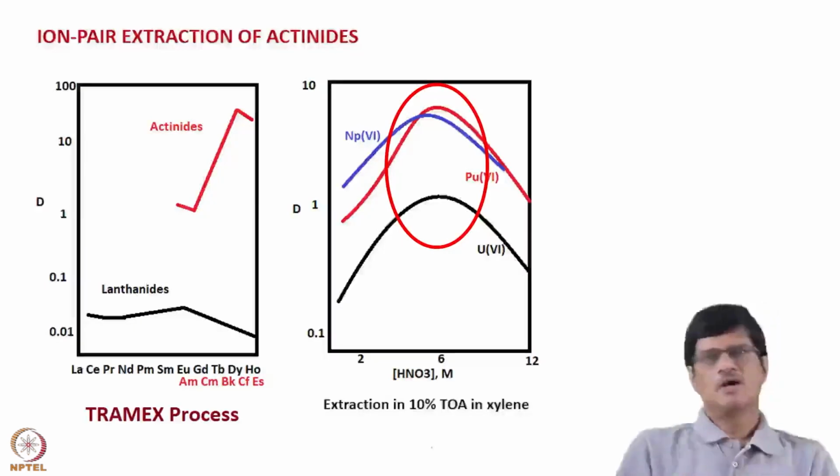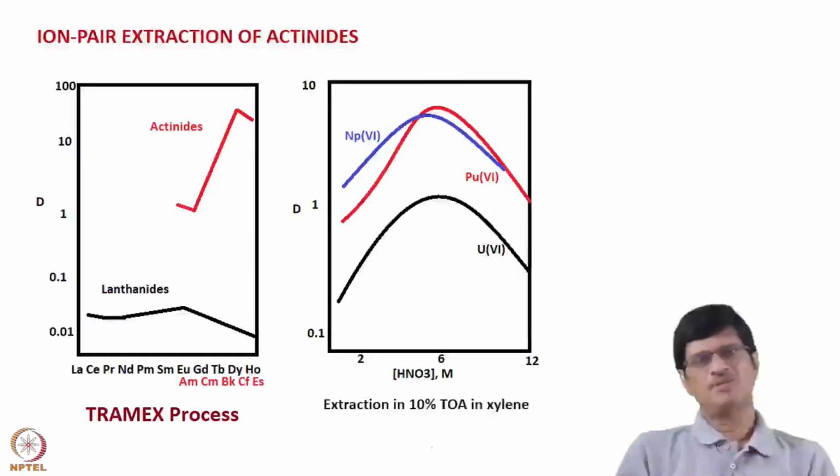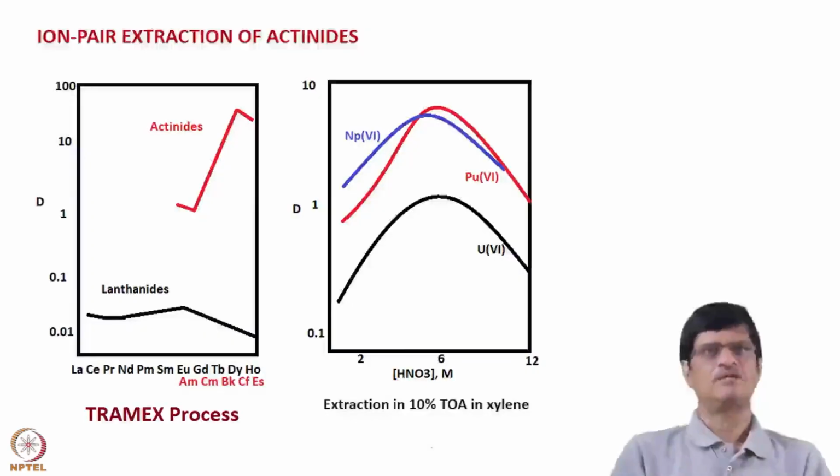That means at higher concentration of nitric acid, there is a competition between the nitrate ion and that of the anionic complexes formed. So that is how this ion pair extraction of the actinides is taking place from the nitric acid medium with xylene. For neptunium and plutonium, the hexavalent state, they are forming anionic complexes to a significantly higher extent as compared to that of uranium, and that is the reason for this extraction trend.